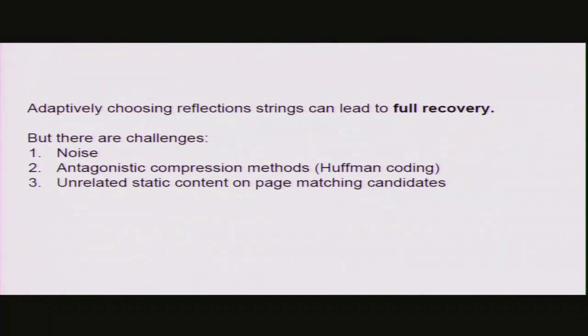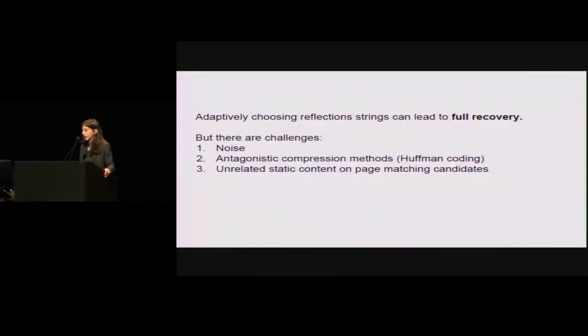Now, by adaptively choosing reflections, we can have full secret recovery, but this is not as easy as it may sound, and we have some challenges. The first one is noise. By noise, we mean a part of the response which is different per request, and thus we can't predict it. The second is compression methods. The attack works against the LZ77 compression algorithm, but most websites use gzip, which is a combination of LZ77 and Huffman coding. The way Huffman coding works can alter our predictions about the length of the response.